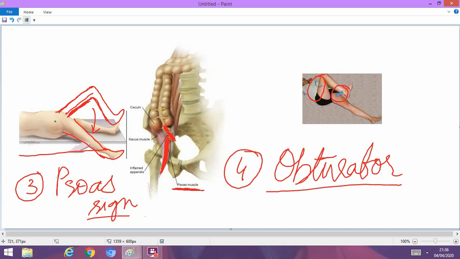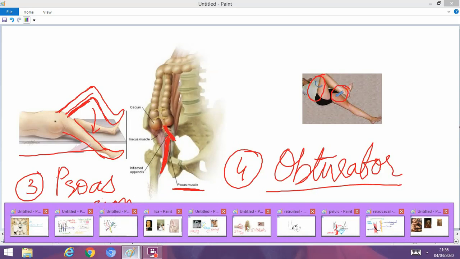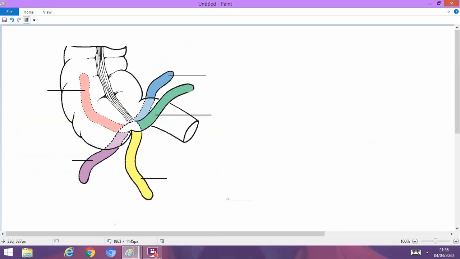Now, when we're done with the major signs of appendicitis, the other very important thing is the position of the appendix. In these diagrams, these are not 5 appendices in one person. Instead, these are the 5 major positions where the appendix is found most commonly.